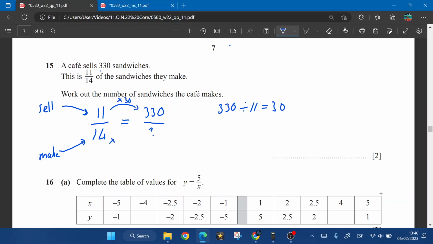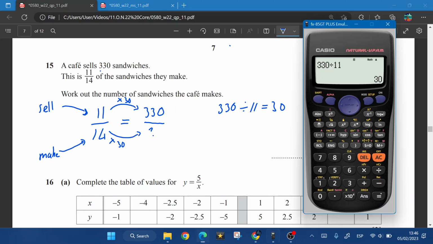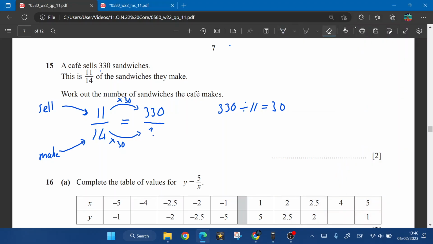So we're going to do the same here, from there to there. Because with equivalent fractions, you need to multiply the top and the bottom by the same thing. So we need to do 14 times 30. I still have the 30 there, so I just type in 14, and that gives us 420. Okay, 420.